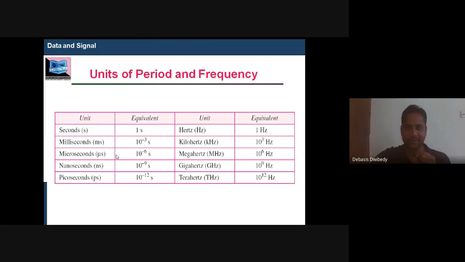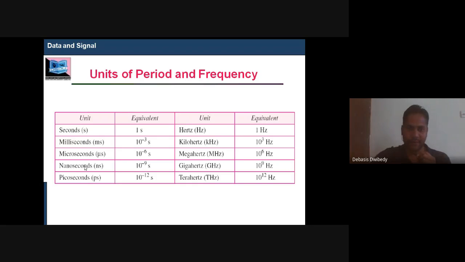Again, I can repeat it because it is very important. So 1 second in terms of time period is equivalent to 1 hertz in terms of frequency. 1 millisecond, that is 10 to the power minus 3 second, is equivalent to 1 kilohertz in frequency, which is equivalent to 10 to the power 3 hertz. 1 microsecond, which is equivalent to 10 to the power minus 6 second of the time period, is equivalent to 1 megahertz, which is equivalent to 10 to the power 6 hertz.